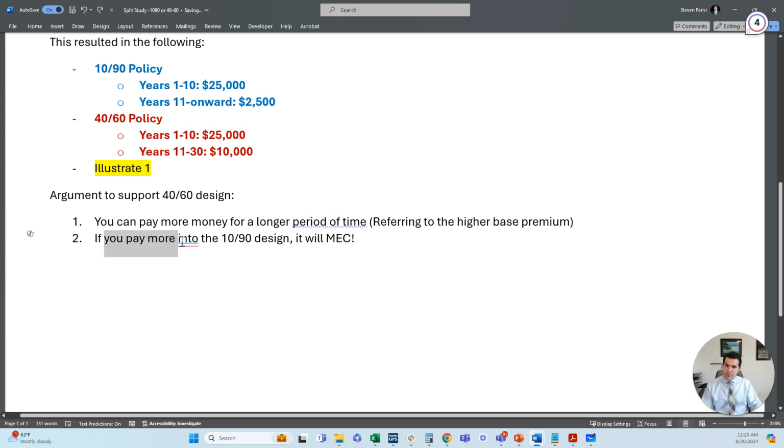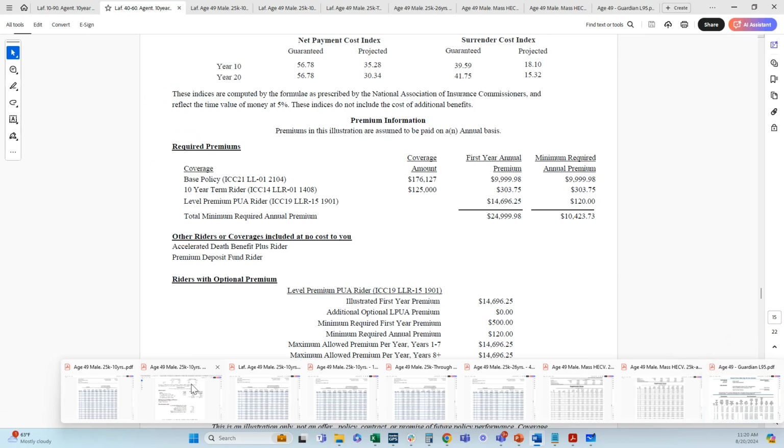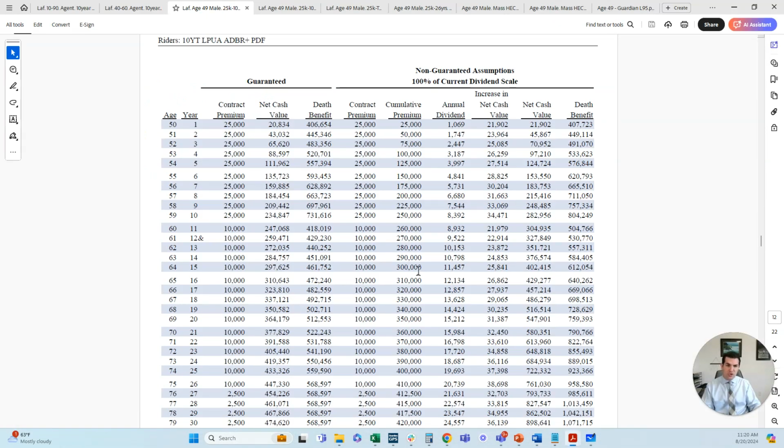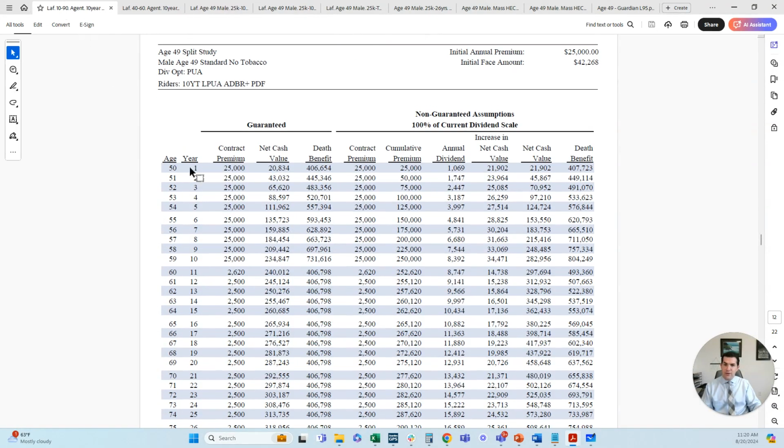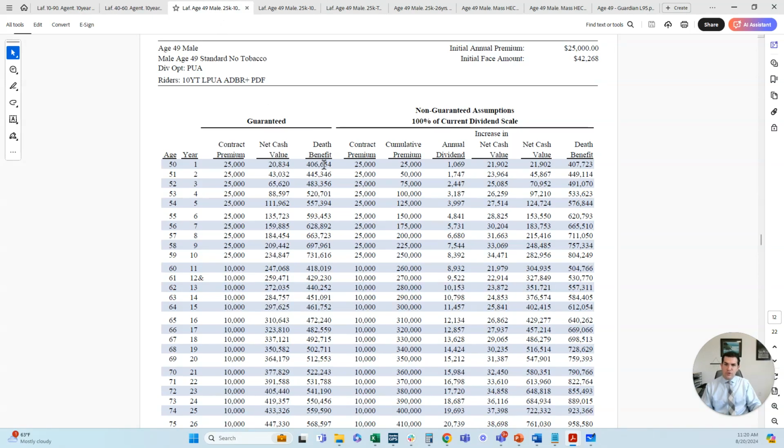Number 2, if you pay more into the 1090 policy, it will MEC. Okay, is that true? Like if we go with that same 1090 policy and add more to it, will it become a MEC? Let's take a look. So here's the same illustration as the 1090. This is the 1090 design. So first we've got this guy, the 2,500 per year going in. This illustration is identical. So same death benefit up front, same cash value for the first 10 years, same break even between years 5 and 6.